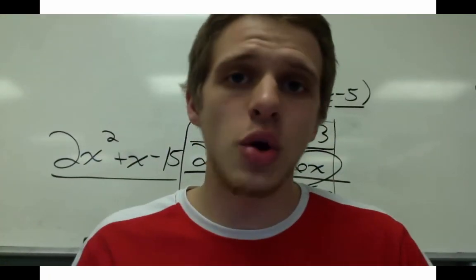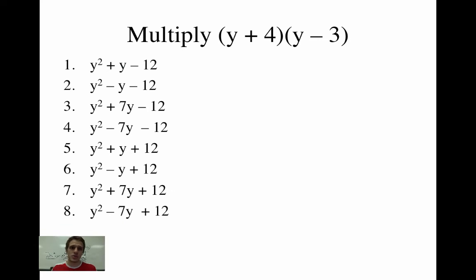Alright, so choose your method and come up with your solution. Whichever method you chose, you should have come up with y squared plus y minus 12. If you have questions, ask one of your group mates. Ask Mr. Miller.